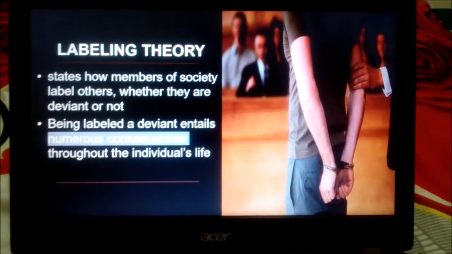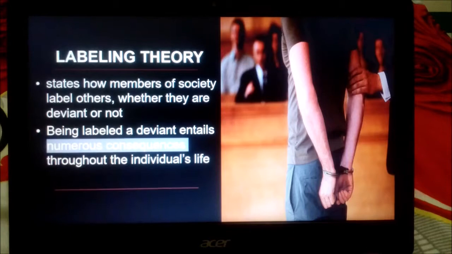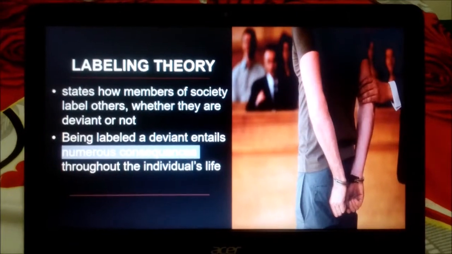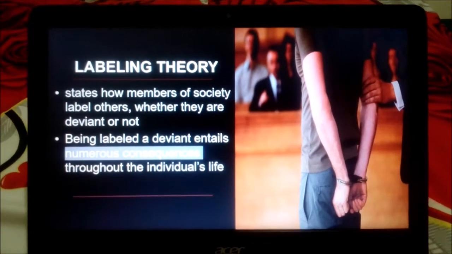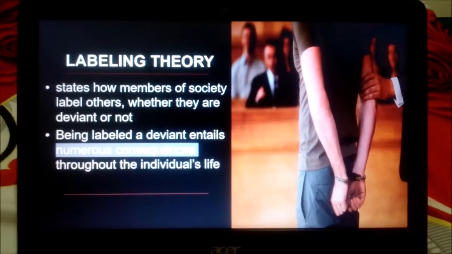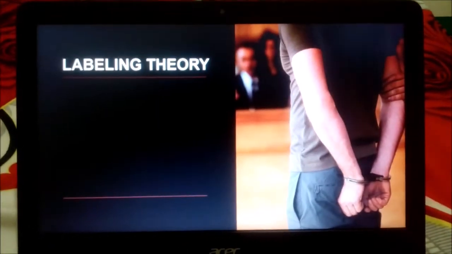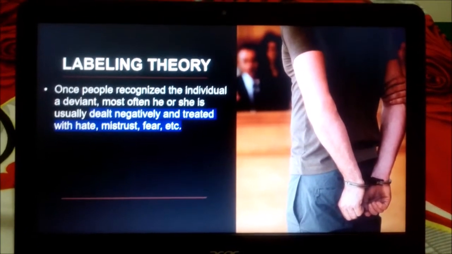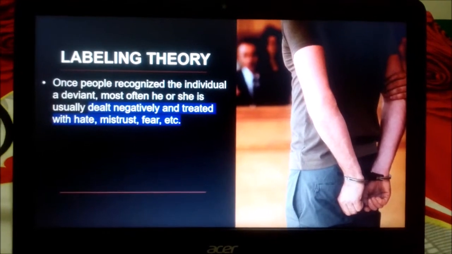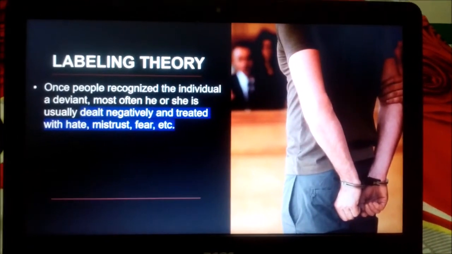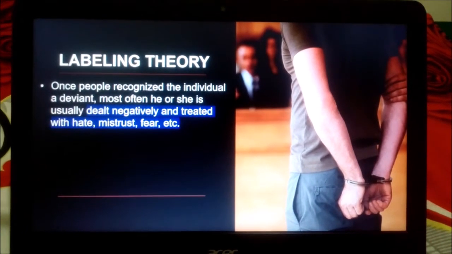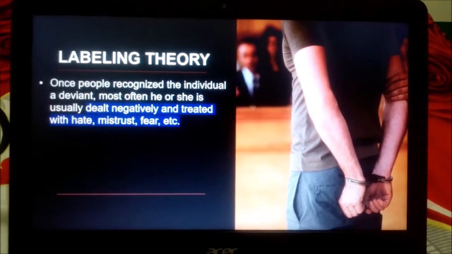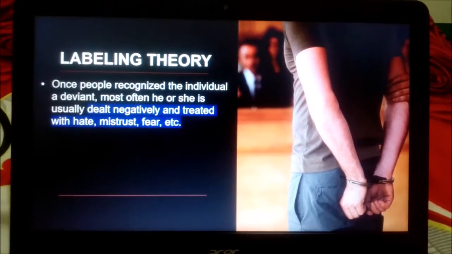So, being labeled as a deviant entails numerous consequences throughout the individual's life. So, meaning, either positive or negative deviance, there are many consequences. So, may mga parusa or kapalit. And more on, labeling theory, it dealt negatively and treated with hate, mistrust, and fear. So, yun yung nagiging resulta or nararamdaman ng tao when he or she is being labeled by the society according to his or her act. O, depende dun sa kanyang actions in the society.